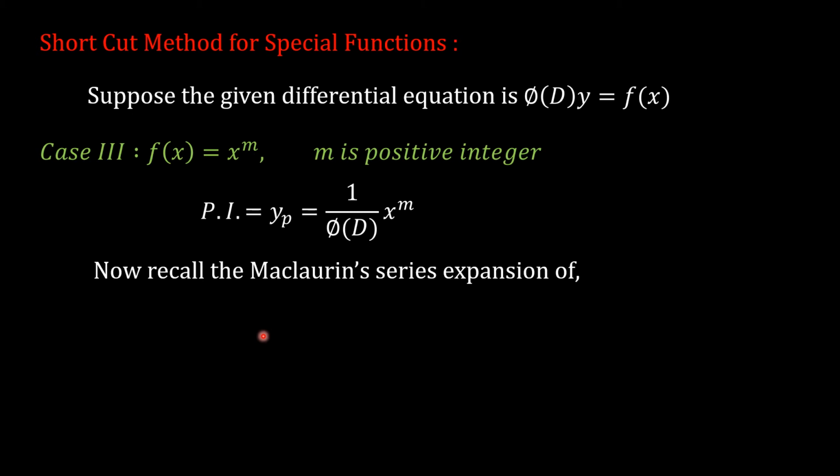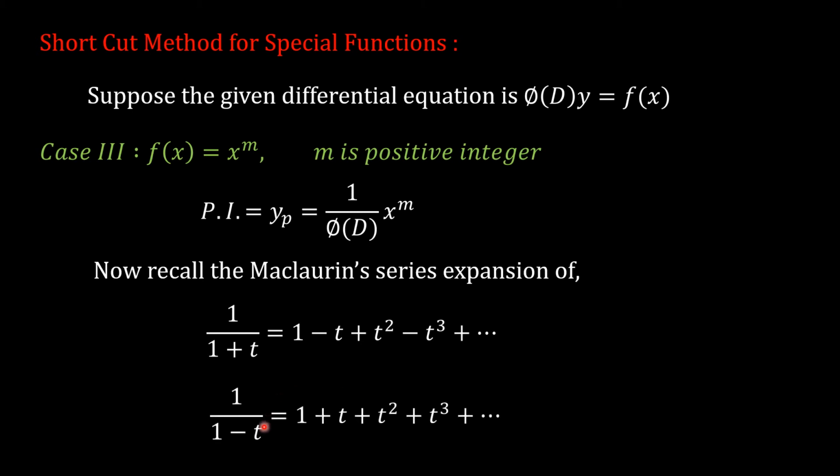We want the Maclaurin series expansion for 1 upon 1 plus t, which is 1 minus t plus t square minus t cube plus so on. And the second expansion that we require here is 1 upon 1 minus t, which is equal to 1 plus t plus t square plus t cube plus so on. So mainly these two expressions we will require in this third case.